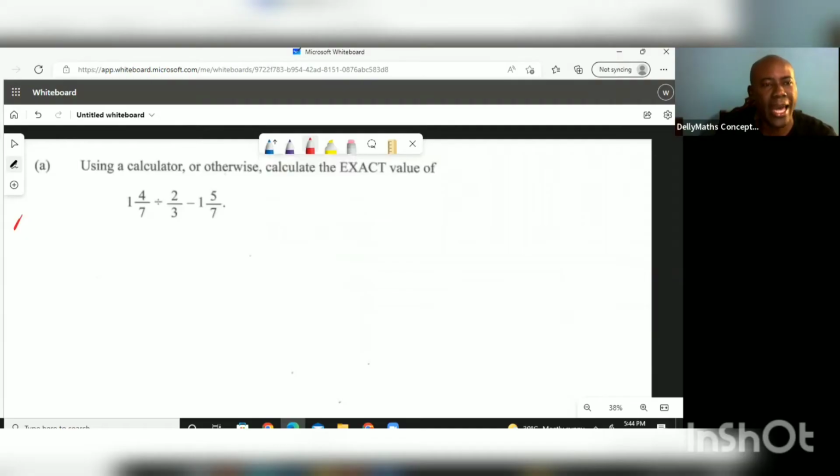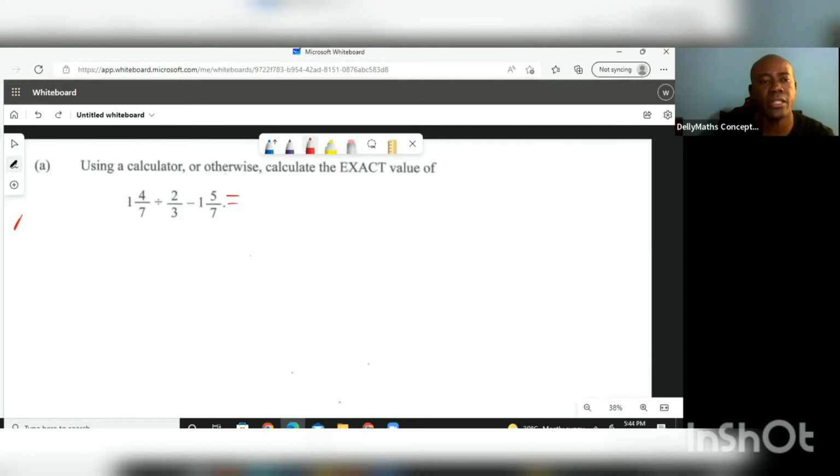So we're looking at this question. It says, using a calculator or otherwise, calculate the exact value of 1 4/7 divided by 2/3 minus 1 5/7. Normally what I do is convert all my mixed numbers to improper fractions. So I'm going to deal with that one and that one. Just going to convert first, all right?